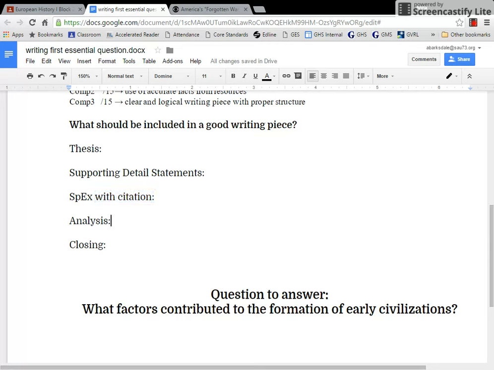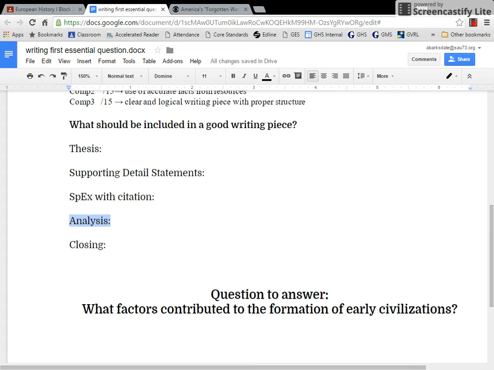Okay? An analysis statement's purpose is that it explains how your specs proves the thesis correct. This is an opinionated sentence, does not usually come from any source, it comes from your brain. This is almost like your justification for why you chose the specs that you did. Why did you choose the discovery of fire as a factor that is important to the development of early civilizations? And your analysis would explain that.